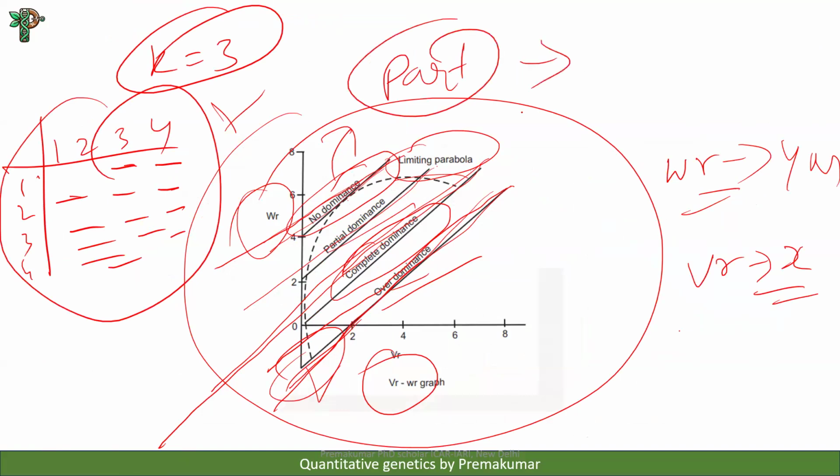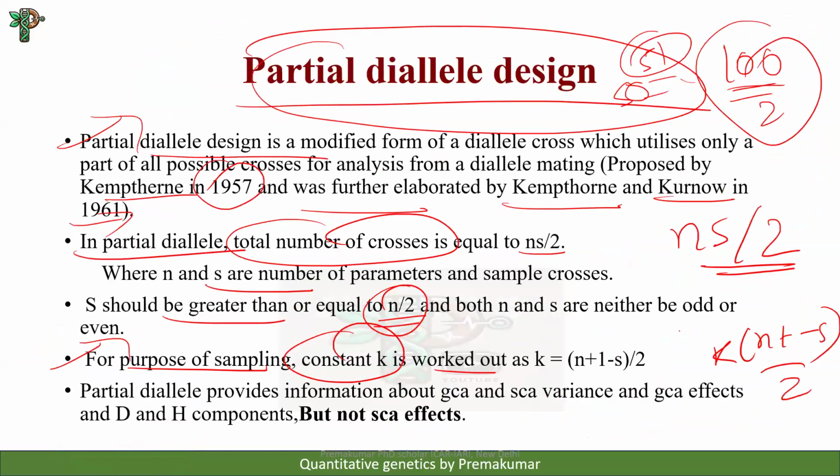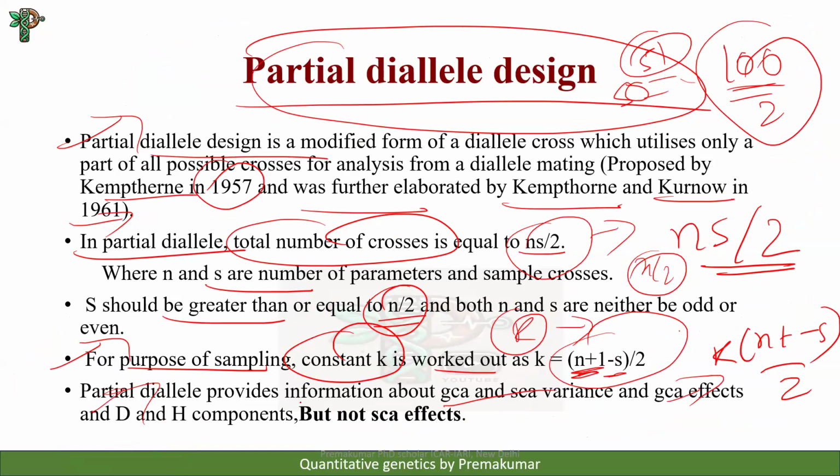It means you are only analyzing some set of crosses from the total set of crosses. We are not evaluating all the crosses because it is very time consuming. That's why only some set of crosses are evaluated, and that's why it is called a partial diallel. Here the total number of crosses is ns by 2, where s can use the n by 2 formula. Then for sampling purpose, we use the formula n plus 1 minus s by 2. Here we can estimate both SCA variance and GCA variance, but we can't estimate SCA effects.